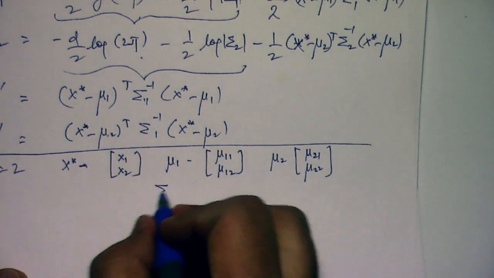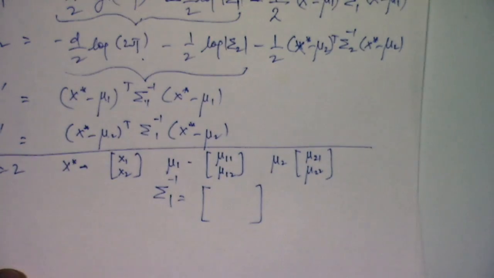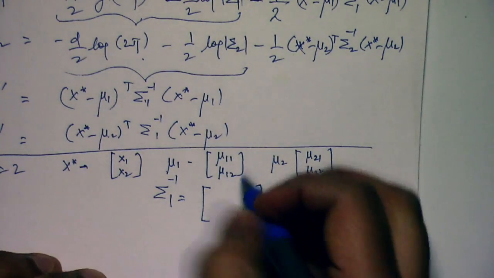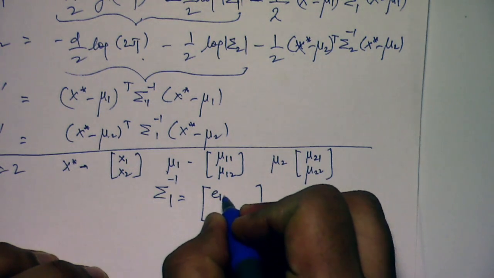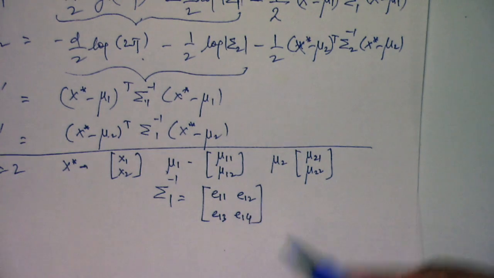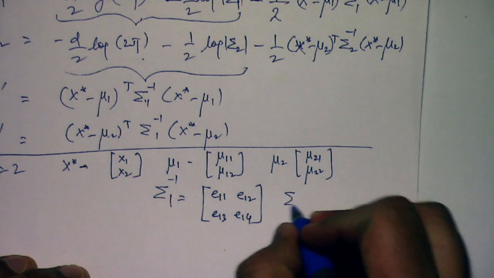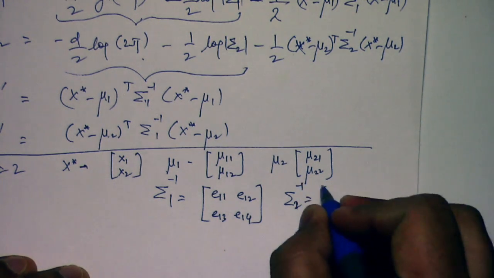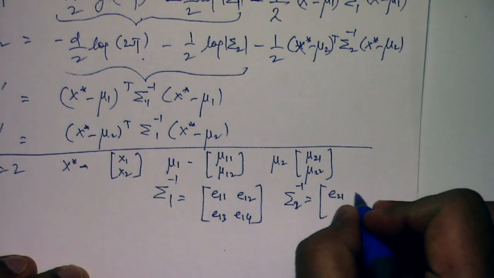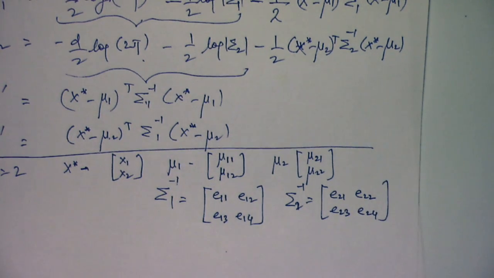And then sigma 1 is a covariance matrix, or rather sigma 1 inverse, right? Let's say this is just E1 1, E1 2, E1 3, E1 4. It will have four values. It could be anything, but let's say we're going to express it like this. And sigma 2 inverse is E2 1, E2 2, E2 3, E2 4, right? So this is for this simple example.